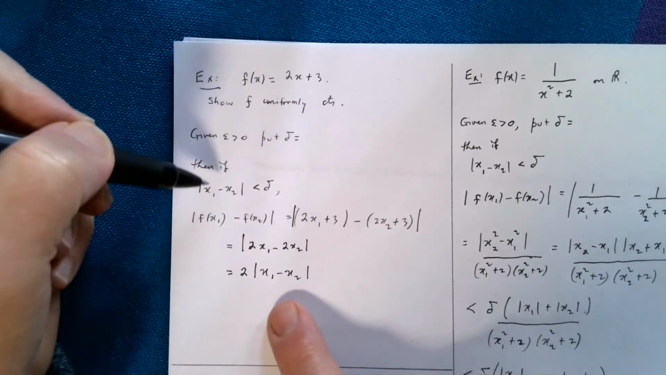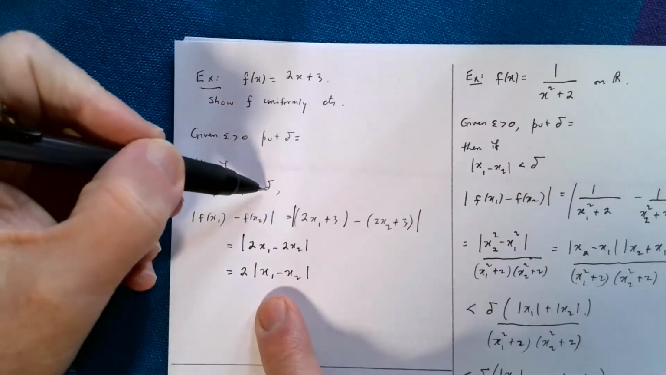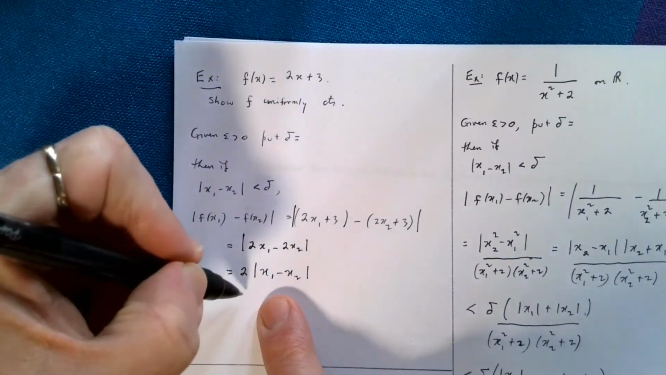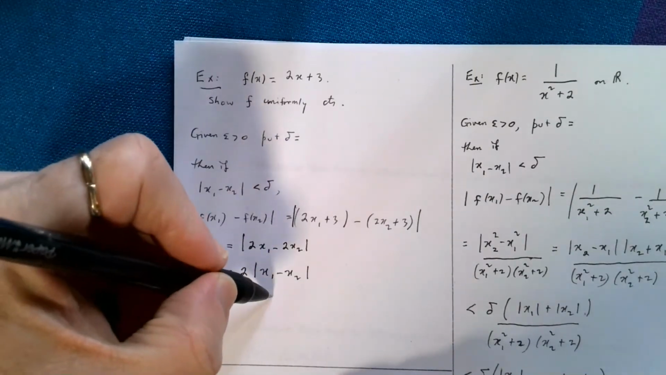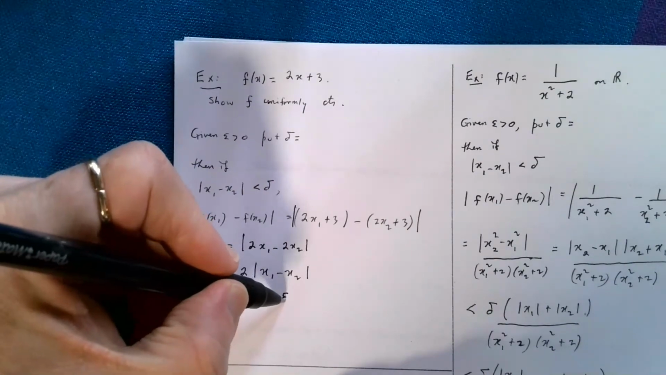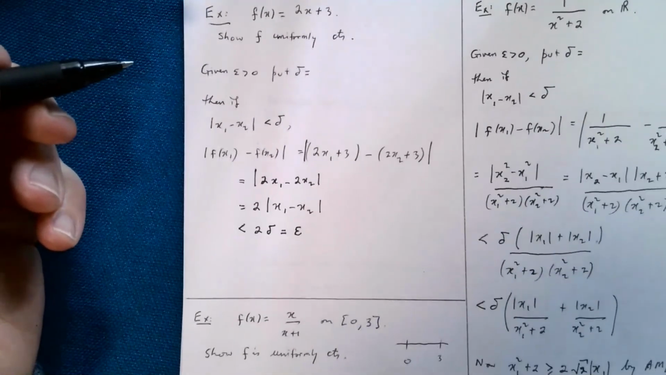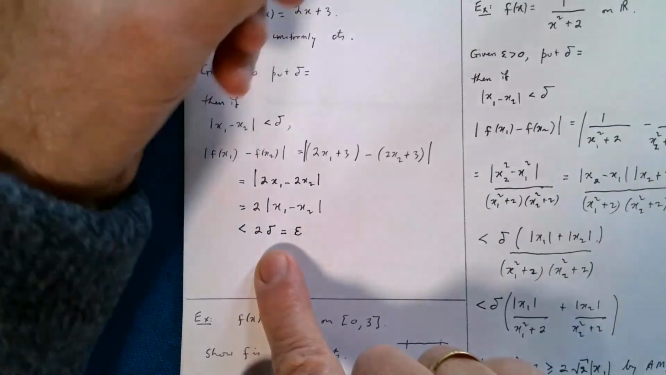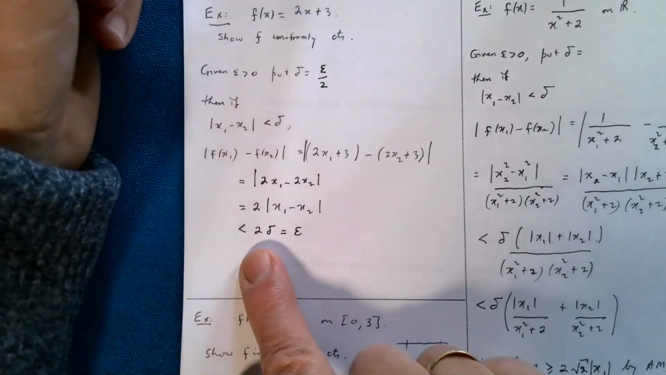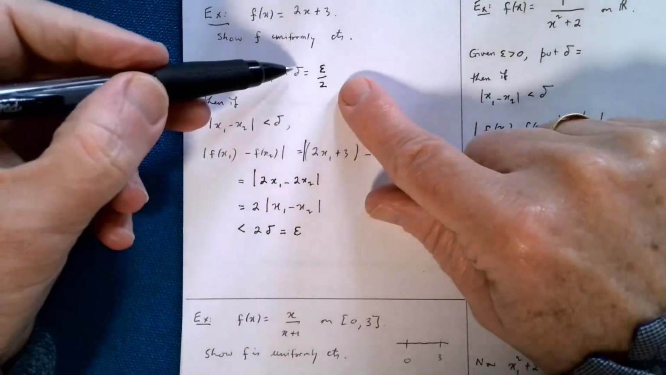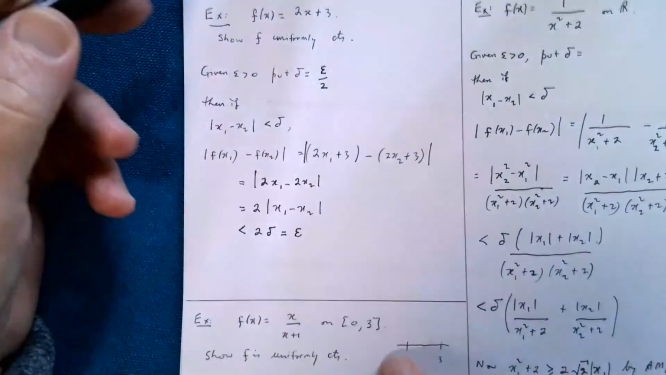And now again, I look back, I know that |x1 - x2| is less than delta, so this is less than 2 delta. I wanted it less than epsilon, so I just choose this equal to epsilon, and then before anyone looks, I go back and fill in the gap. I need delta to be epsilon over 2. And the delta depends only on epsilon, nothing else.